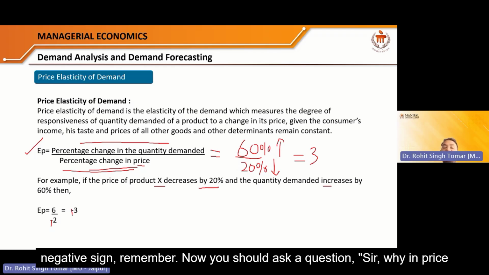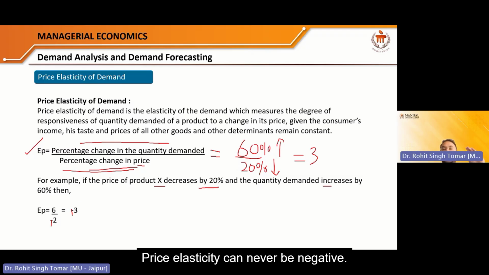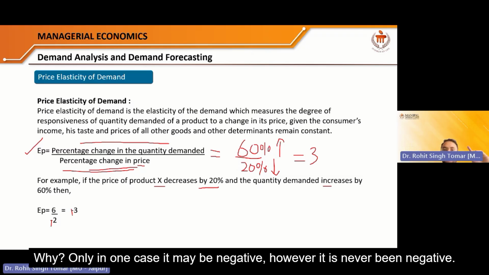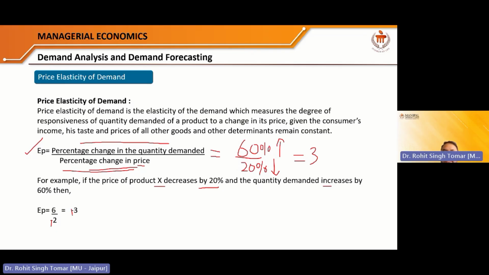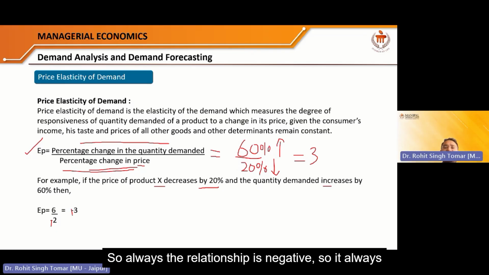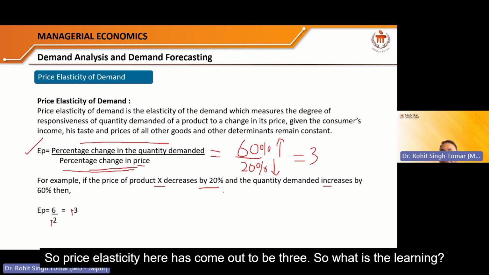Remember. Now you should ask a question: sir, why in price elasticity do we ignore the negative sign? Hear me out very carefully. Price elasticity can never be negative. Why? Because price and quantity demanded always share an opposite relationship. If the price increases, demand decreases. So the relationship is always negative, so we always ignore the negative sign. Right? So price elasticity here has come out to be 3.